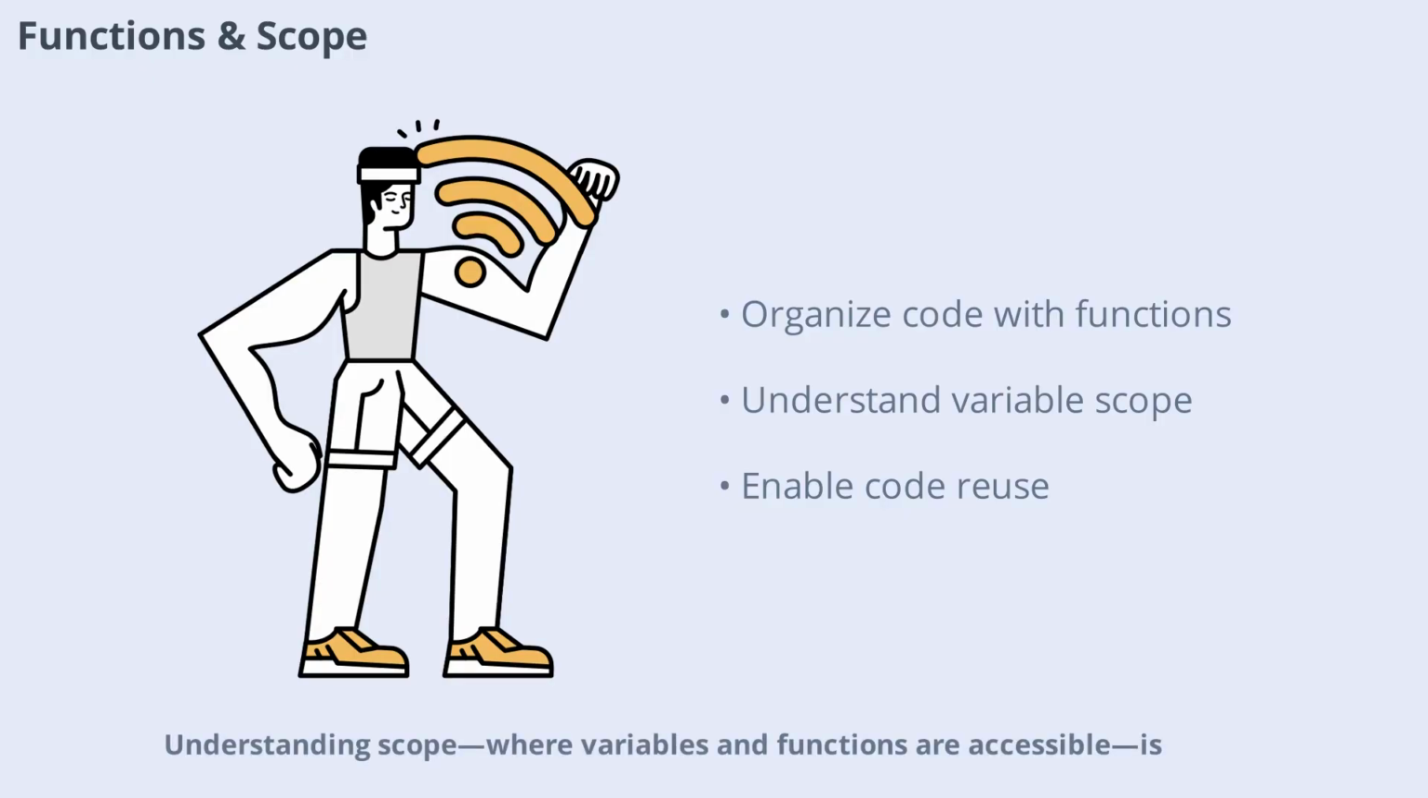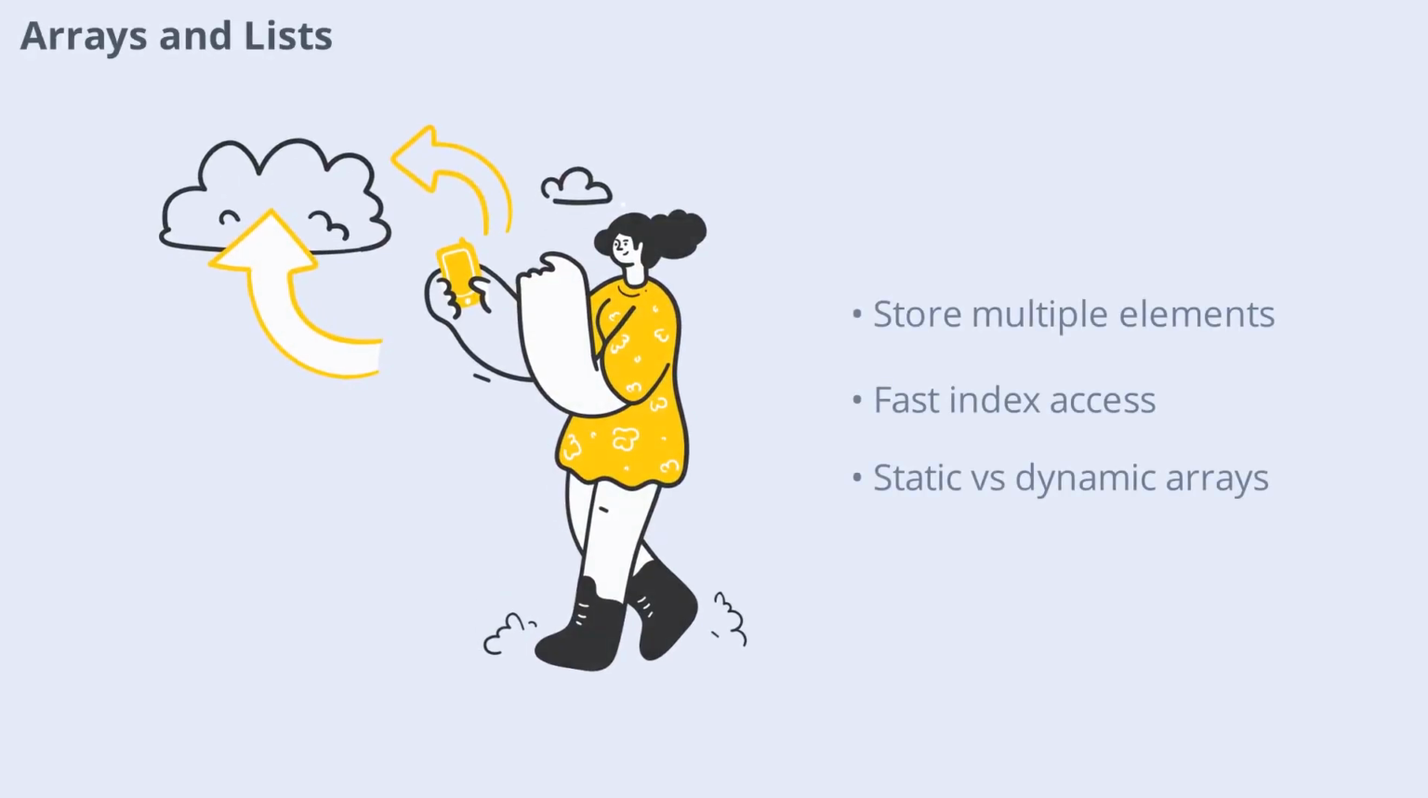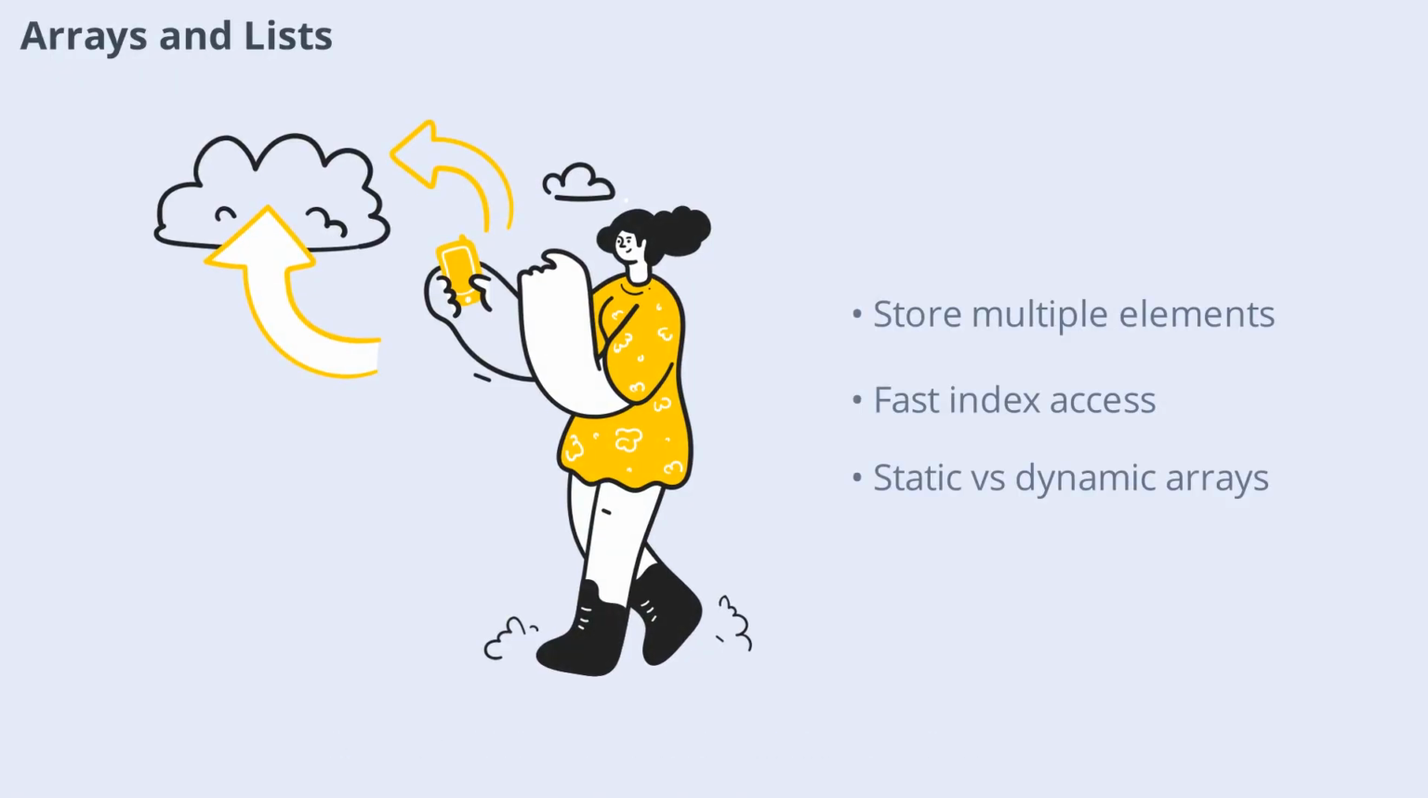Functions help you organize code into reusable blocks, making your programs modular and easier to maintain. Understanding scope, where variables and functions are accessible, is vital for avoiding bugs and writing clean code. Functions also play a key role in recursion, which is a fundamental concept in many algorithms. As you move forward, you'll see how functions and scope management are essential for implementing complex data structures and solving algorithmic problems efficiently.